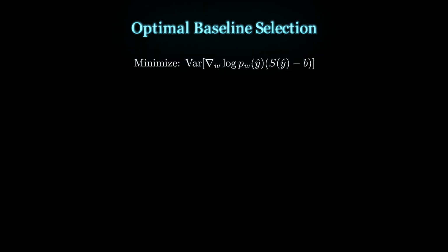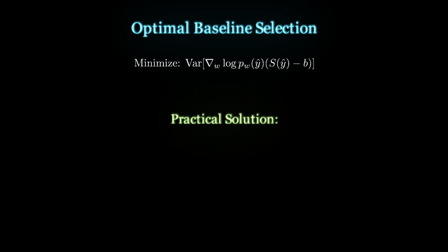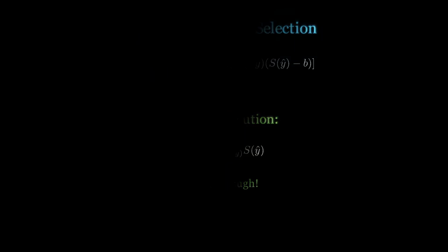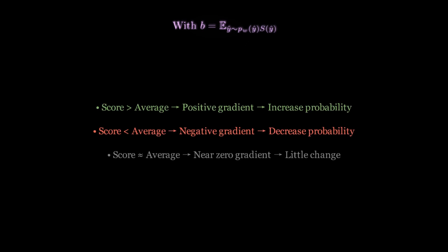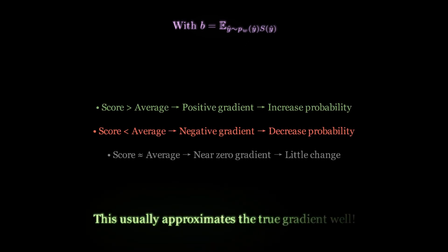So in general, we want to subtract the baseline value which minimizes the variance. But it's actually really hard to compute that value, so instead we just use the average score as the baseline, which works pretty well in practice. With the average score as the baseline, outputs which are better than average will have positive gradients, and those which are worse than average will have negative gradients, which is usually pretty close to the true gradient.